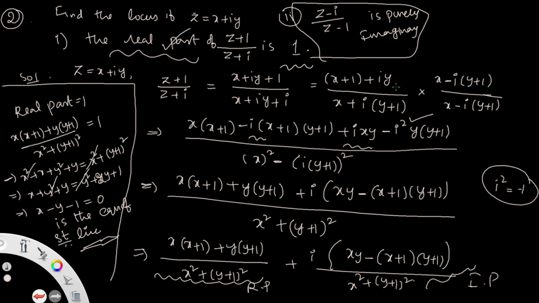If a number is purely imaginary, then the real part should be equal to 0. In the previous one, 1 was given, but here purely imaginary means take the real part as equal to 0. Why? Because a purely imaginary number means the real part should be equal to 0. Take the real part separately, make it equal to 0, and then simplify, then you get the answer.